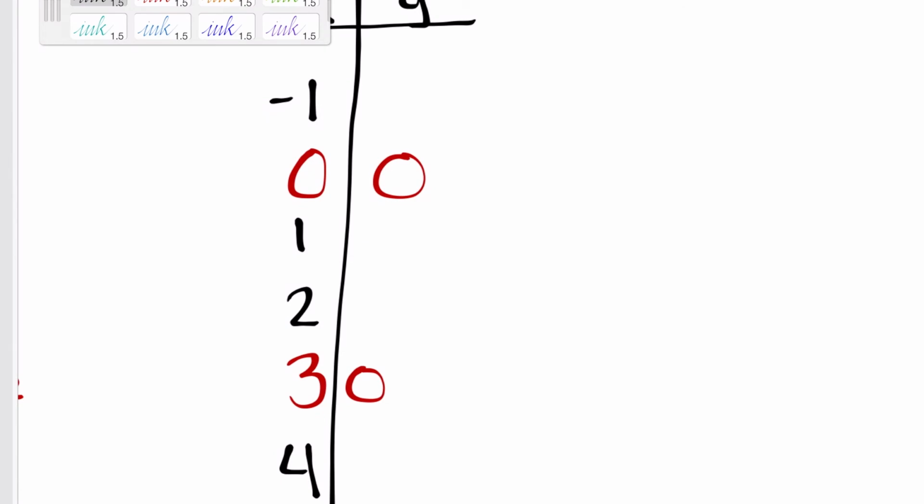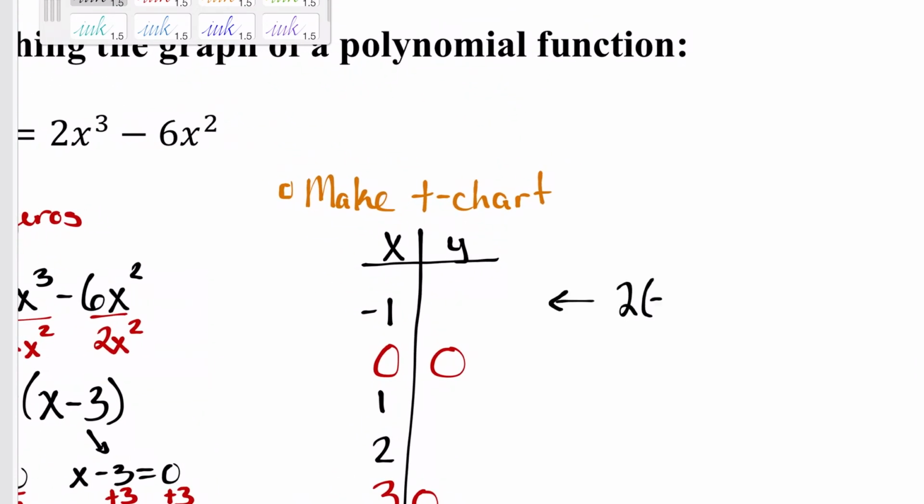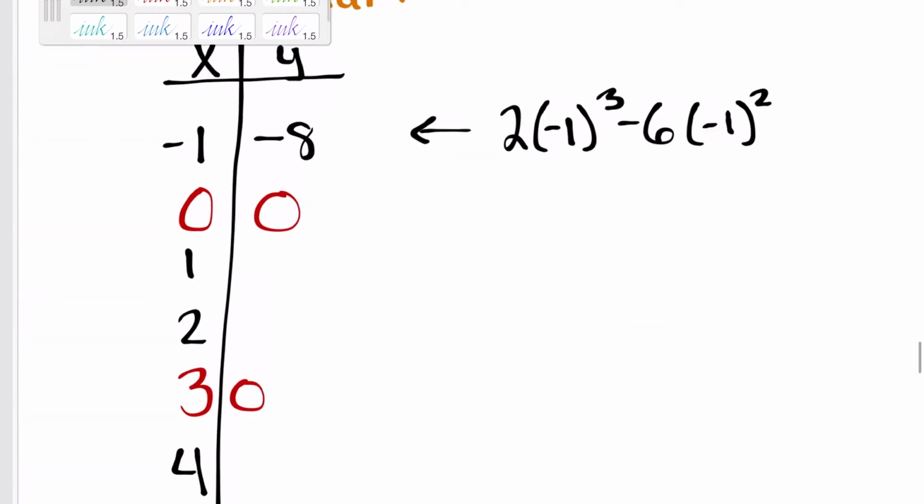You can plug in more than just those numbers. I could plug in -2 as well, or maybe 5, maybe 1.5. But this is all that I really think is necessary, and these are easier numbers to plug in. So when I say plug in, I mean to the original function. So when I plug in -1, I end up with a y value of -8. We already plugged in 0, and that would have gotten us 0 because 0 is a zero. It is a solution. It's one of our x-intercepts. And we do the same thing for the rest.